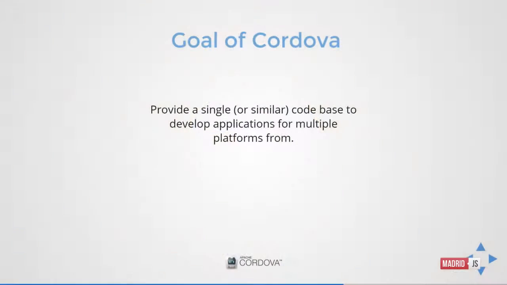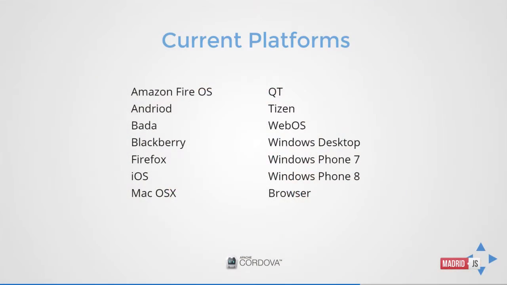So the goal of this tool is to provide a single or similar, in most cases, code base to develop applications for multiple platforms from. So I'll show you what this looks like. So here are current platforms that you can write your web app in HTML, CSS, and JavaScript, and then using a command line prompt, you can just create a BlackBerry app, Firefox, iOS, Mac OS X, Windows Desktop, Qt, Tizen, I don't even know what those are, but you can create one if you want to.